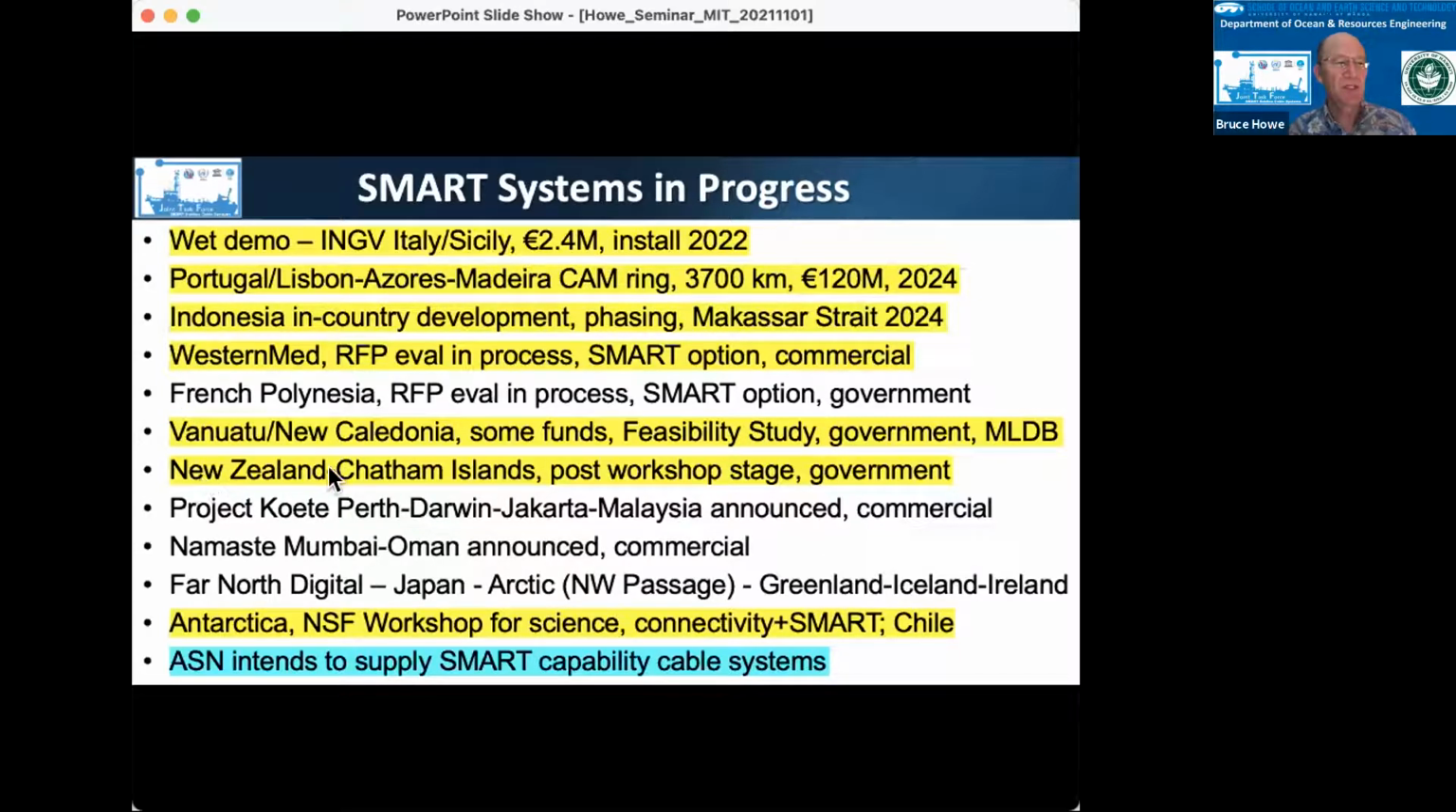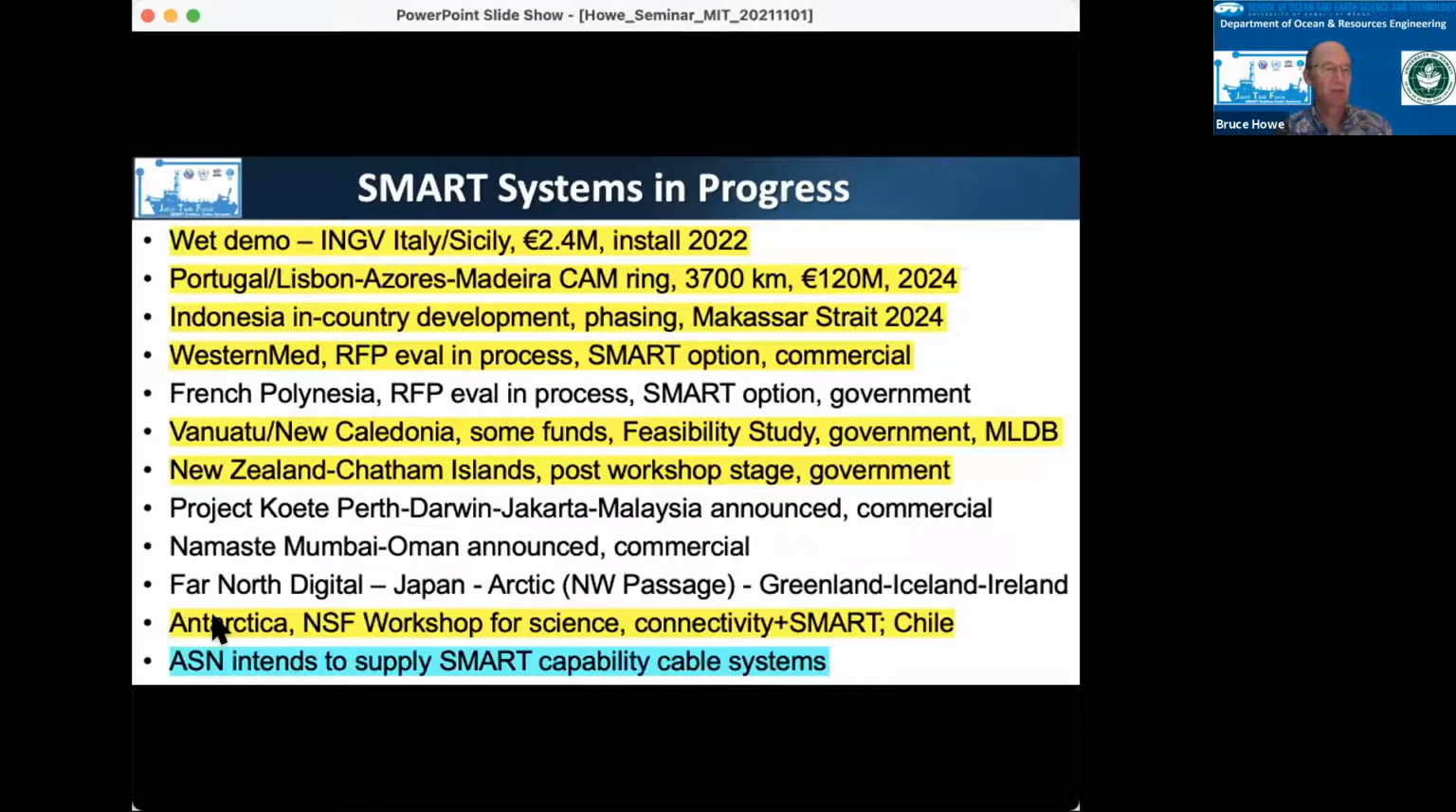And in New Zealand, last February, there was a workshop to discuss a possible smart cable system between the main islands and Chatham Islands, small population. So again, the primary purpose is connectivity to that community, but along the way, they're suggesting installing smart capability as well as other sensing capability. So that's in progress now. And then there are these other ones off Australia and in the Indian Ocean and Arctic Ocean.